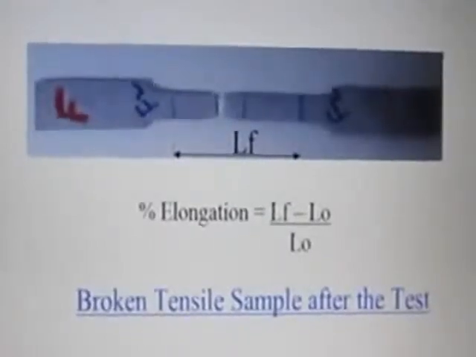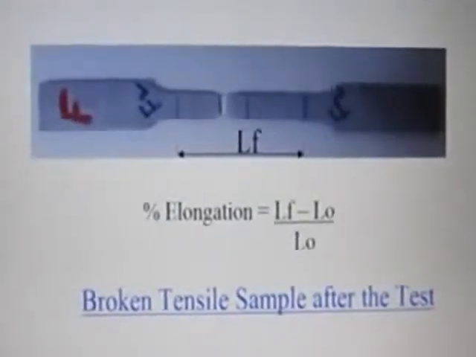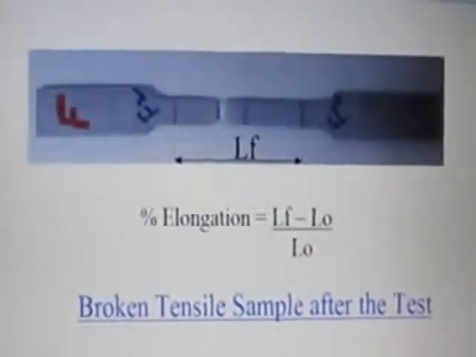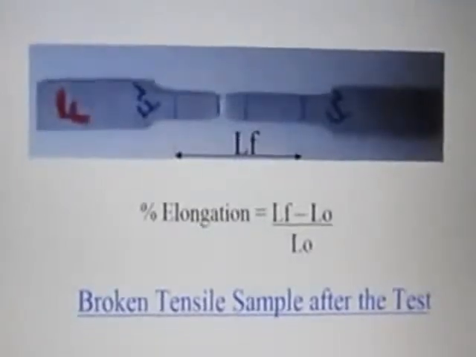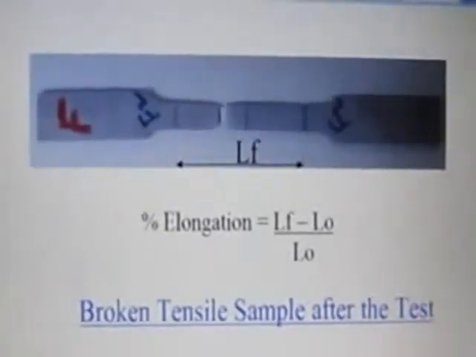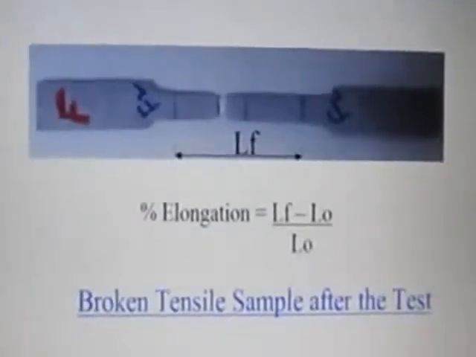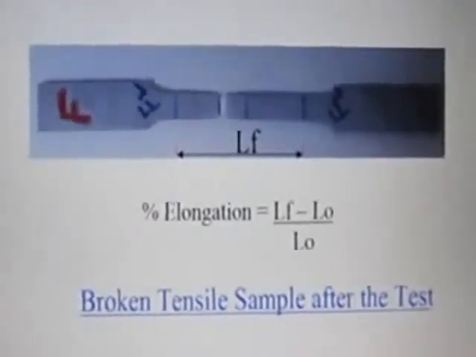Elongation will be determined now. The broken pieces of the tensile specimen are joined together. The increased length LF is determined. Elongation is observed using the formula LF minus L0 divided by L0 multiplied by 100. L0 is the gauge length. The current elongation is 17%.